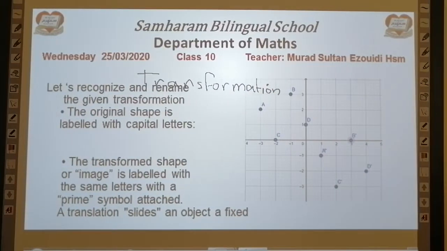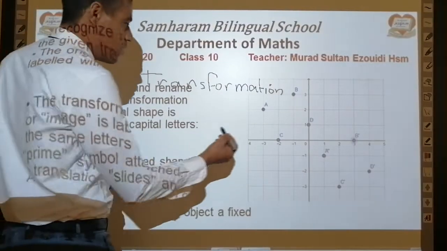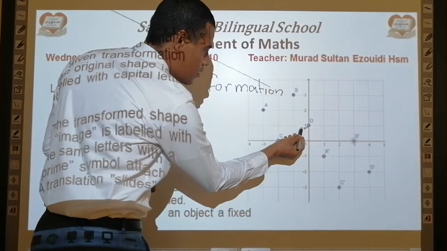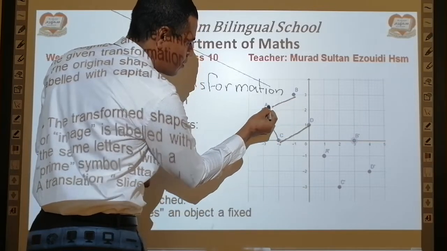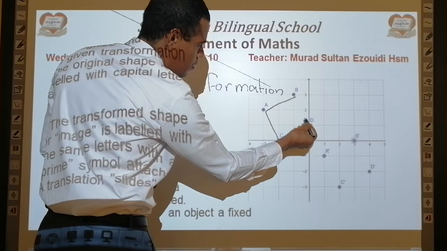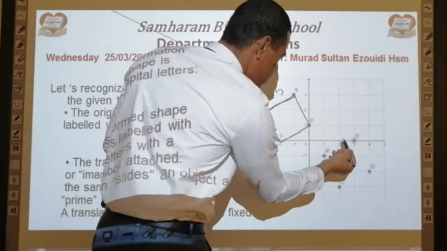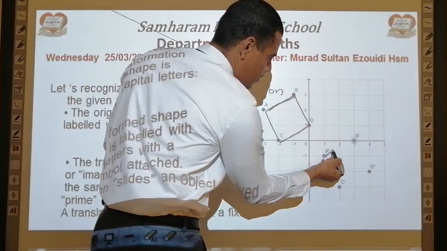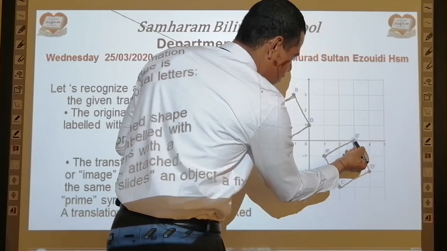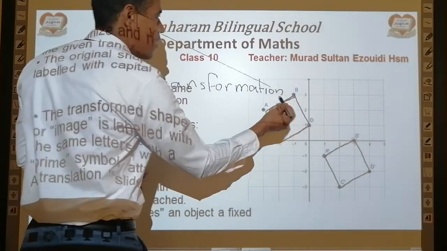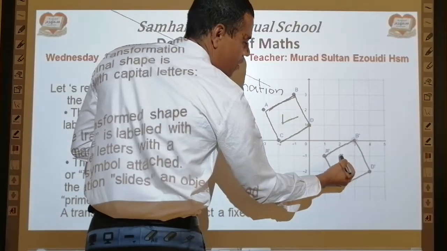So, let's first recognize and rename the given transformation. The original shape, this one, is a square. And the image of this is labeled as A prime, B prime, C prime, D prime. Now we'll see which transformation maps this shape to its image.